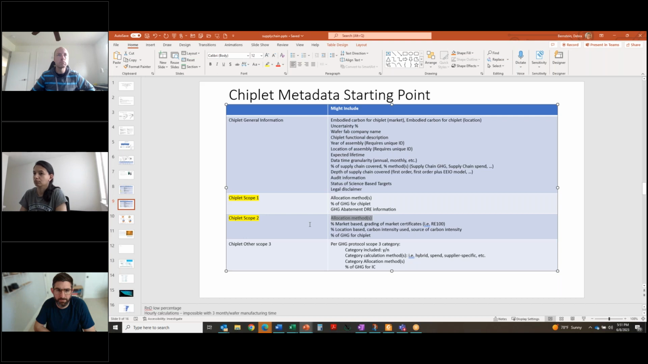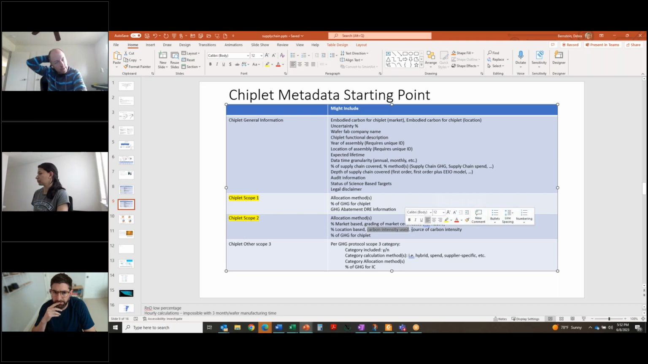It'll probably be how they do this. How are you then taking that energy and allocating it to this one little chiplet? And then also we would offer them the opportunity to give both market-based and location-based information. But should we also distinguish between clean energy and not clean energy? So there's the market-based and the location-based. For location-based, we would ask them what carbon intensity they used and what was their source of that.